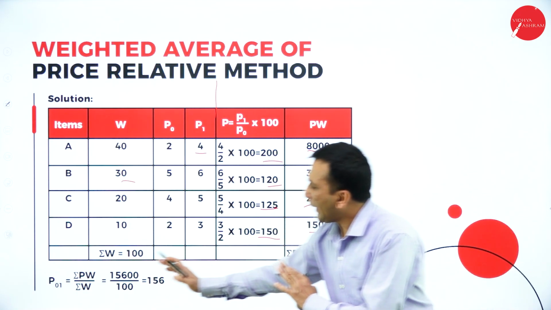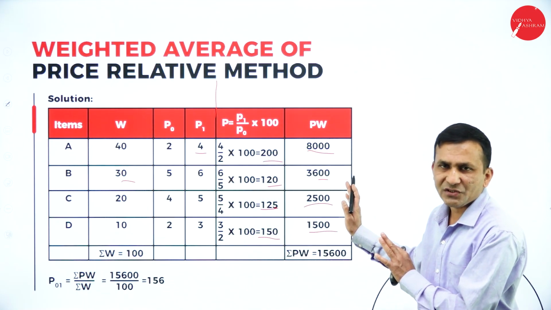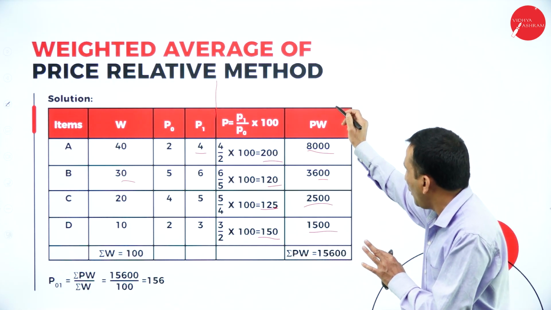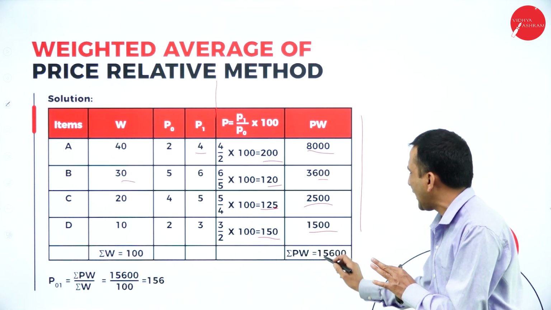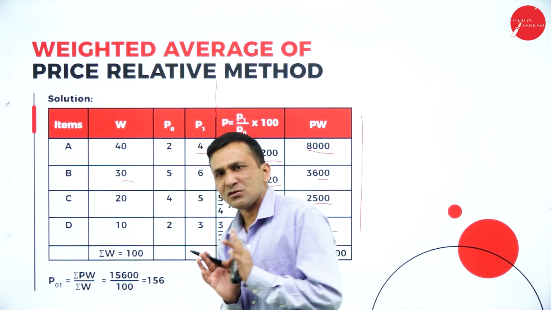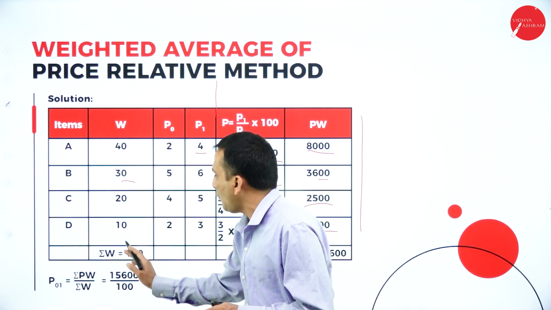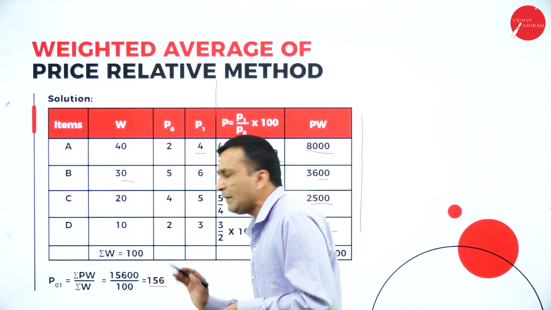According to the formula, we now have all the required information. Once we calculate, we need to take the total. Here sigma PW we get 15,600, which I write in the numerator. The total of the assigned weights is 100. So now we get 156.